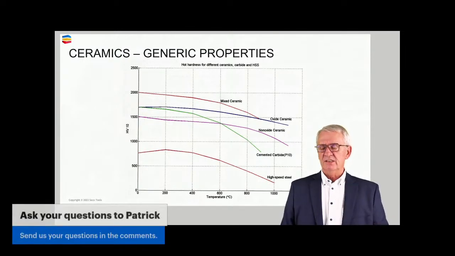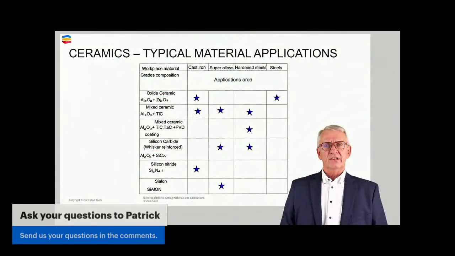But again, with graphs like this, development is not standing still. The properties of carbides are changing, and the properties of ceramics are changing. It's more an indication. You have to see diagrams like this as an indication of what it is.